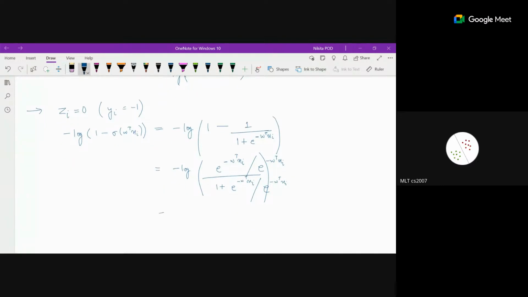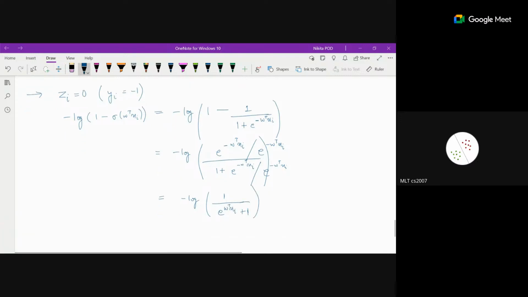So once you do it, you are going to get minus of log of 1 divided by, so you will be left with 1 plus 1 divided by e to the power W transpose Xi, right? So this is just e to the power W transpose Xi plus 1, right? This is what you will get.